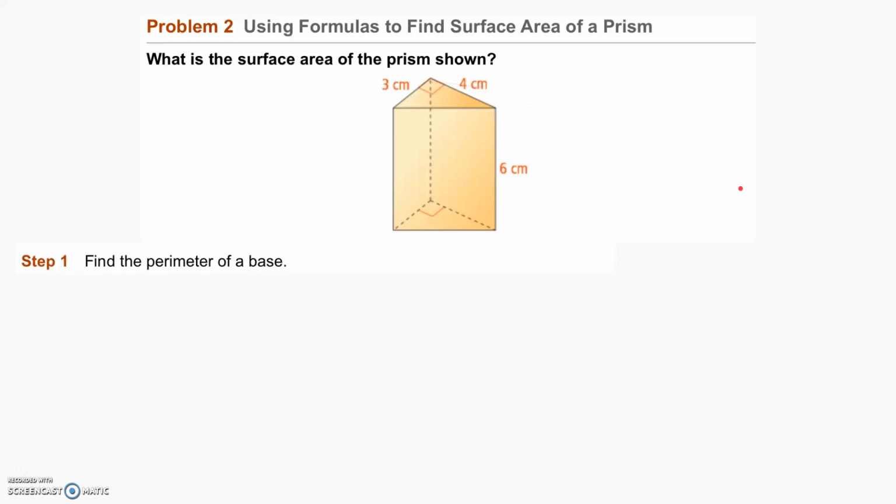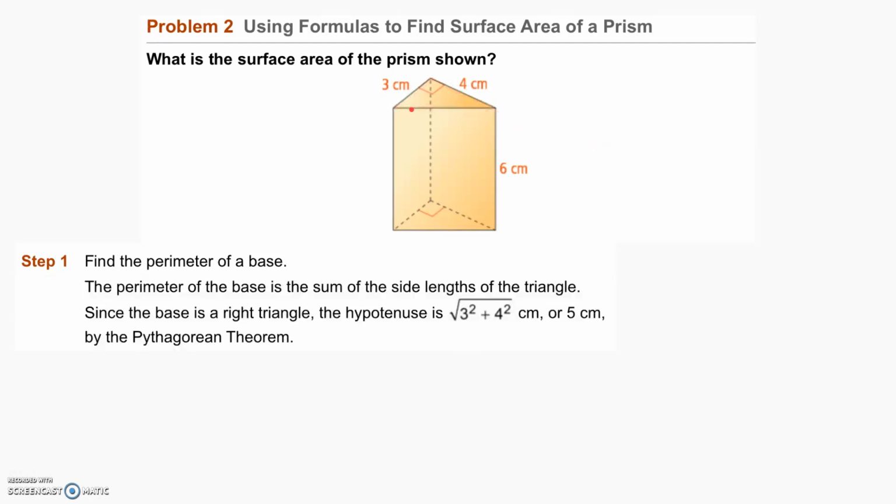First thing we need to do right off the bat is find the perimeter of the base. Notice we've got 3 plus 4 plus, oh, we don't know this side here. But we can use the fact that this is a right triangle to set up our a squared plus b squared equals c squared. And if we do that through, we're going to find 3 squared plus 4 squared is 25, and the square root of 25 is 5. So this last side is going to be 5, which means our perimeter is 3 plus 4 plus 5 gives us 12.